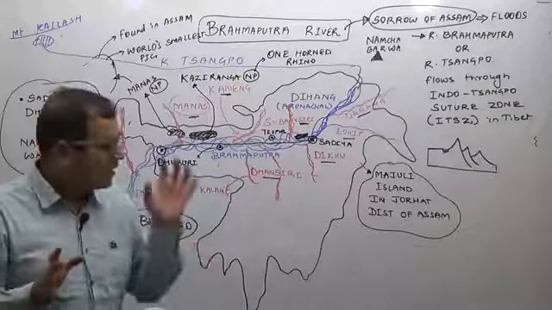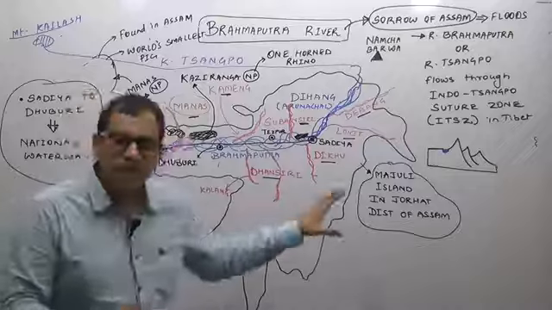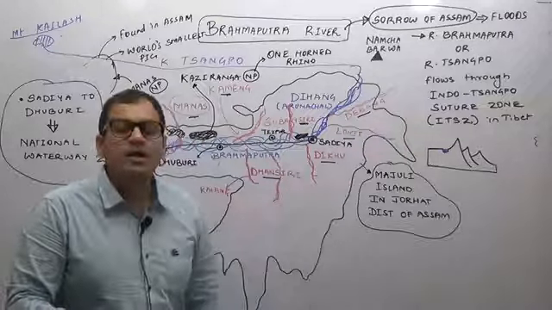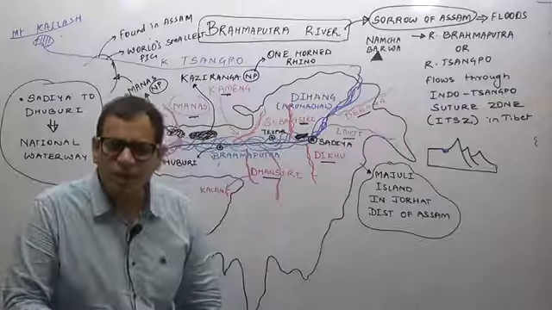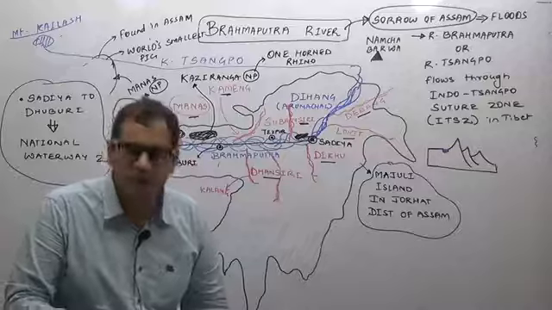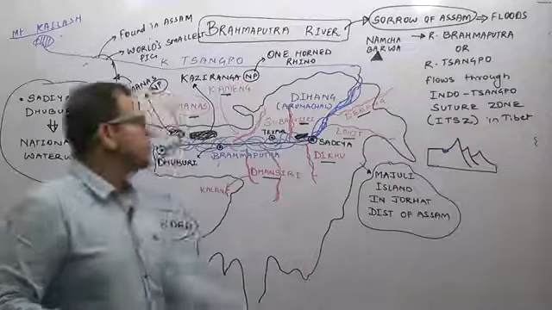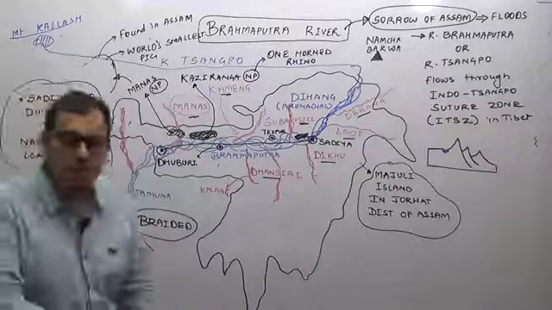Majuli Island is an island on the river Brahmaputra. Is it a World Heritage Site or not? No, it is not a World Heritage Site. Okay, so this is all about Brahmaputra.